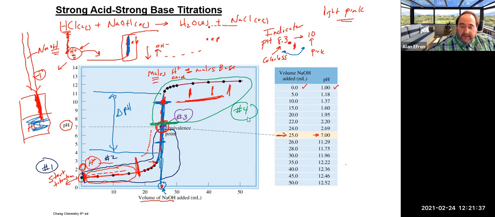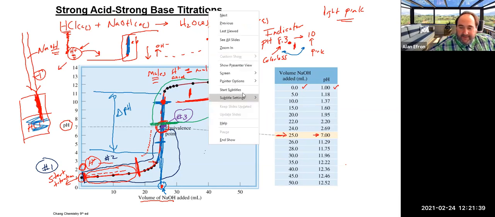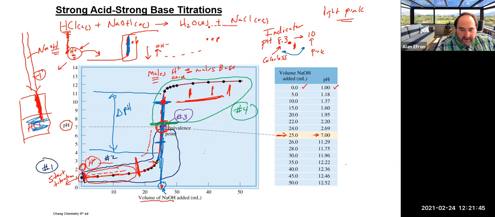Let me actually get a color. Maybe we could see. We'll try yellow. Maybe that'll work. As we're building up through here, we're tipping the scales, going more and more OH, less and less H plus. We're hitting a point here at the equivalence point where they're equal. And now we've tipped the scales going past that equivalence point by dumping more hydroxide in.